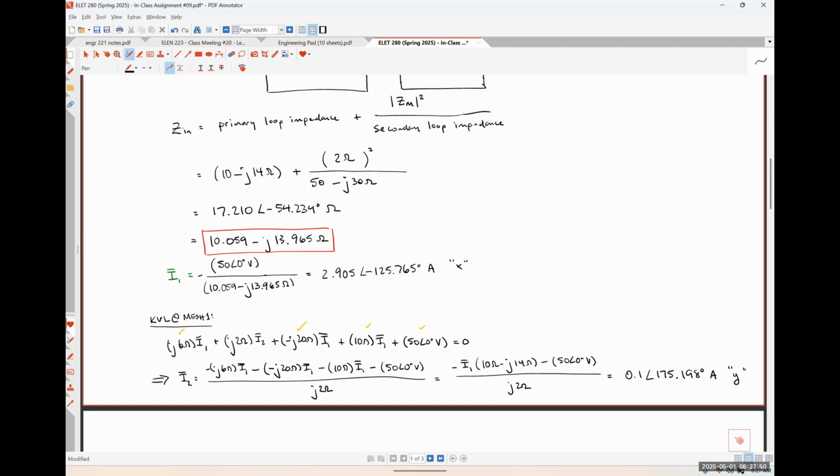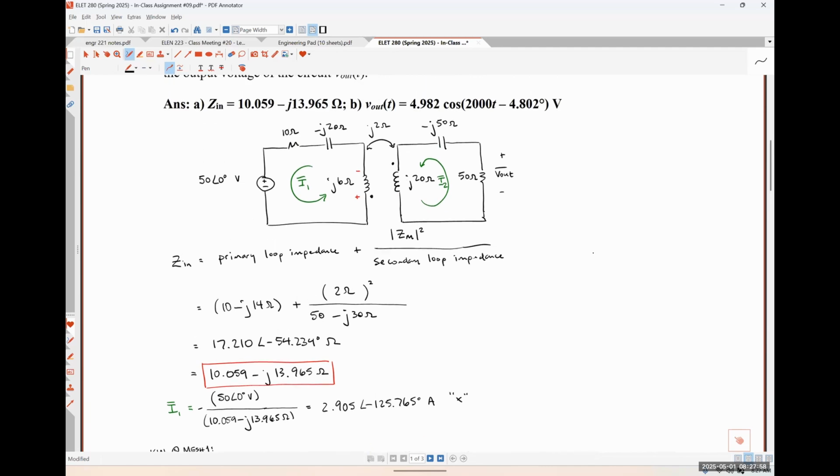Everybody's okay with all of the signs, the algebra, and all of that kind of good stuff? Okay. So circling back around, now that we know what our mesh currents I1 and I2 are, how would we go about solving for V out? We talked about this a few moments ago when we introduced the problem, but let's revisit it. Anybody have any thoughts on what we'd do here?